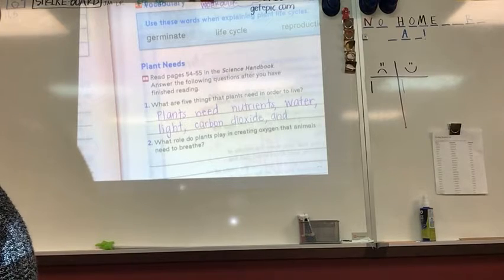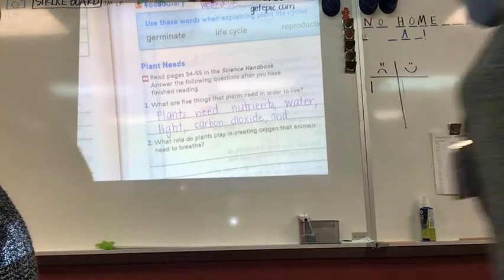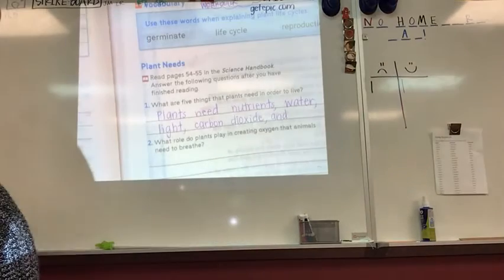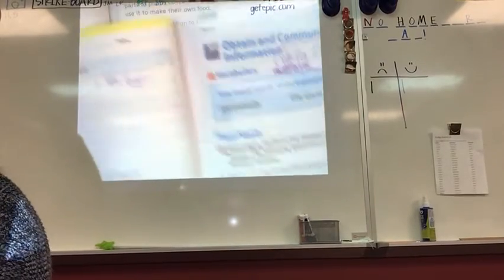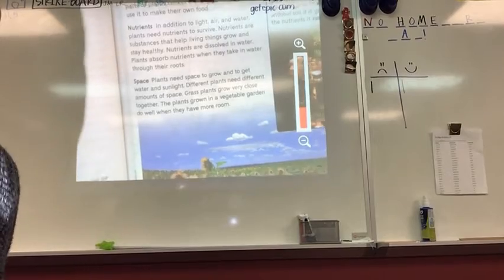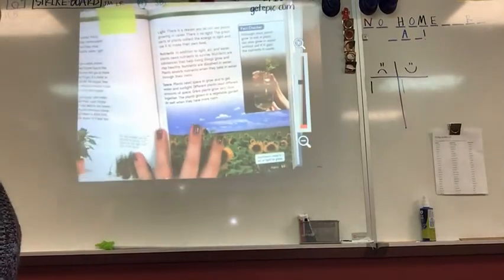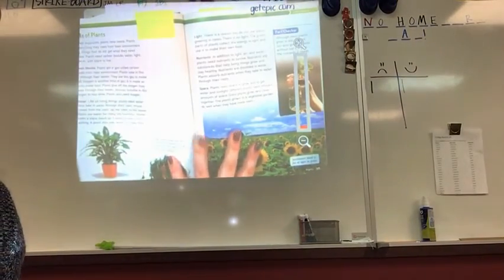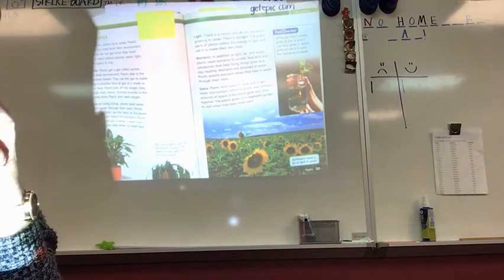So plants need nutrients. Nope, that wasn't one of my headings. Look in that textbook. In our text, they gave us five different headings that you read about, five different things that all plants need to survive. There were five different sections and headings, so we can find our answers in the textbook.